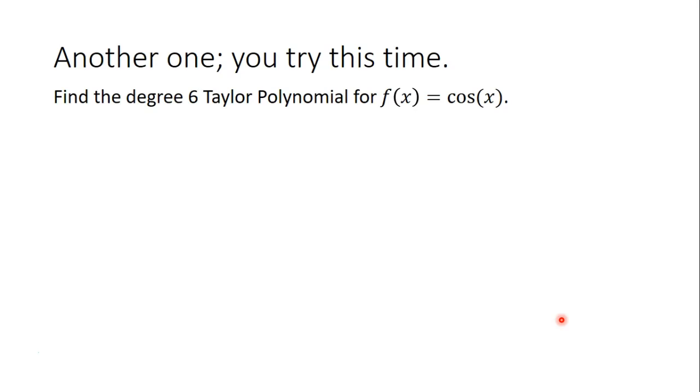So you can follow the same pattern I had for the last one. Just find the first 6 derivatives and then throw them over those factorials. All right, let's try it together. So the first thing we need is f of 0, which is just cosine of 0. That's 1. F prime of 0, that's negative sine of 0, which is 0.